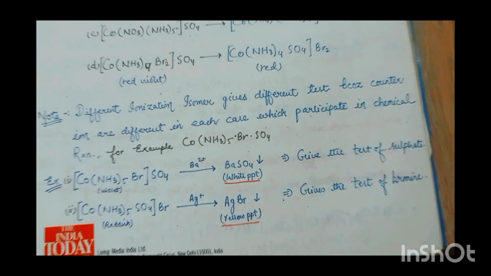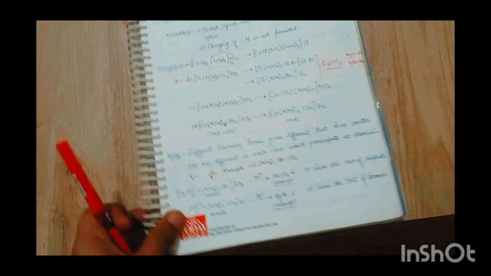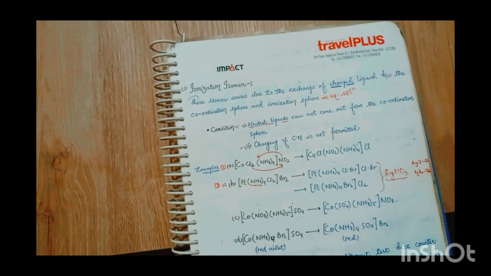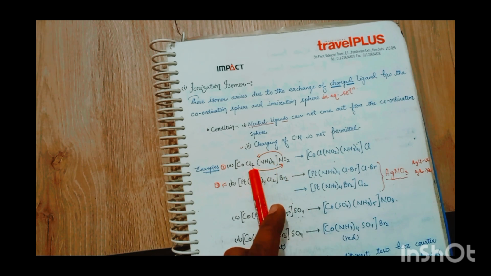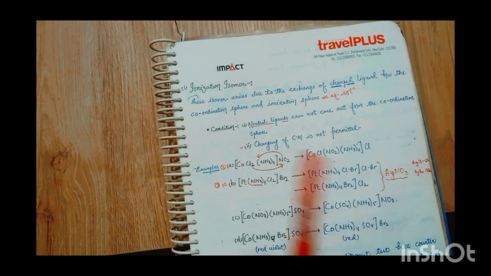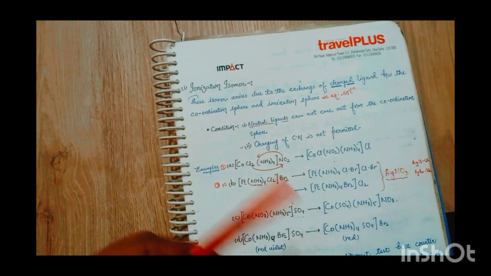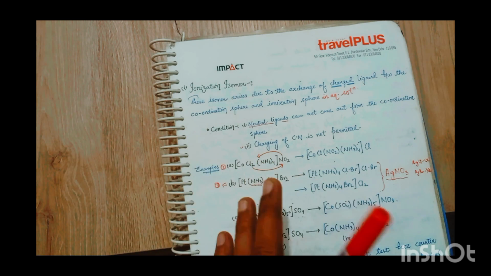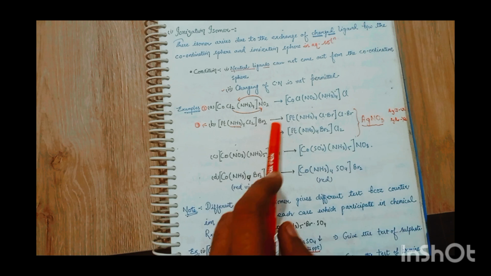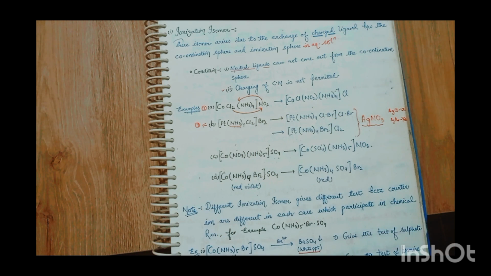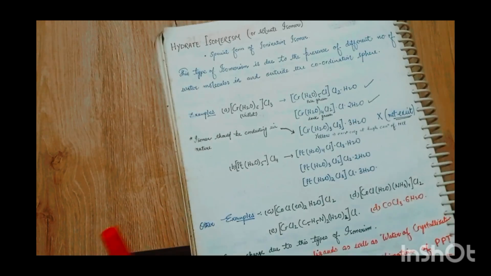Now, before moving to the next isomer, it is better to revise. Ionization isomers are those isomers that differ in the number of ions, or you can say differ in the type of ion inside and outside the coordination sphere. We cannot change the ligands, and we cannot remove the neutral ligand while making ionization isomers. Ionization isomers give different tests due to the presence of different ions inside and outside the coordination sphere. Now it's time to move to the next isomer, very familiar to you.